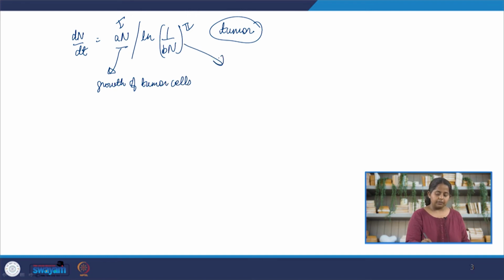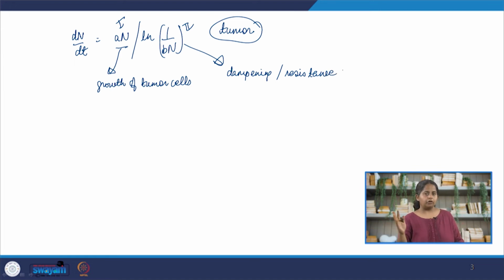Now, let us look at this one. We know as n increases, log 1 by bn will bring down the growth rate. And if it increases sufficiently, instead of growing, n will start reducing, very much similar to logistic growth. So, clearly this is some kind of resistance to growth, some kind of dampening of the growth of tumor cells. In case of tumor cells, you can very easily guess what will be resisting their growth. It is the immune system.